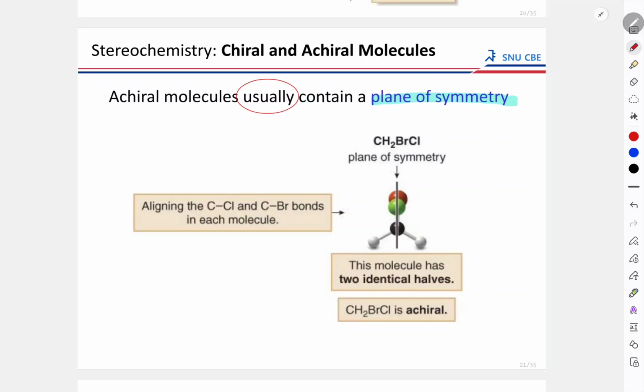So before getting into the asymmetric center, you can also think about the plane of symmetry. This is a pretty general feature for an achiral molecule. An achiral molecule usually, not always, but in most cases, contains a plane of symmetry. So the CH2BrCl molecule we just saw in the previous slide has a plane of symmetry. If your molecule has this kind of plane of symmetry, then in most cases it has to be achiral. Okay?